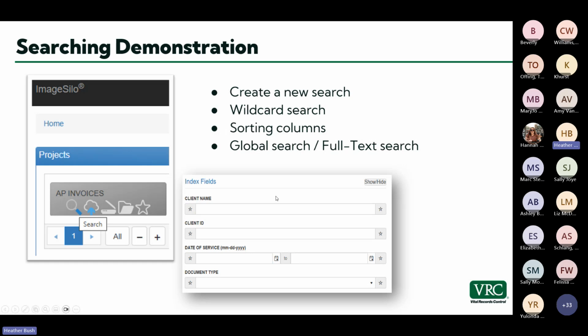And then index fields. So every project has unique index fields based on whatever you thought was important when we started scanning your documents or when we set up the project for you. And these fields, these values that are in these fields, these are the ways that we search in ImageSilo.